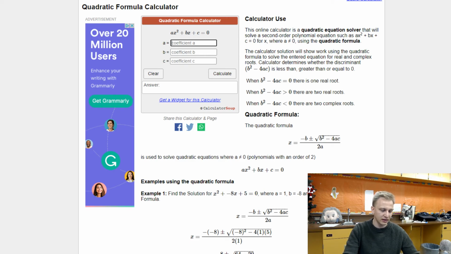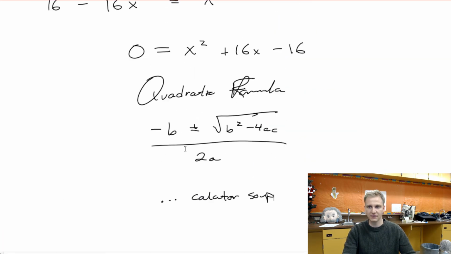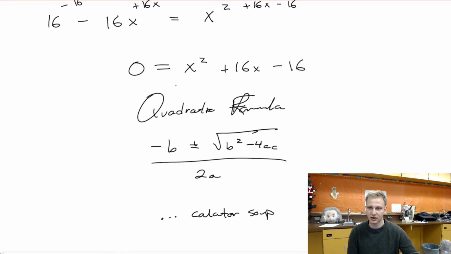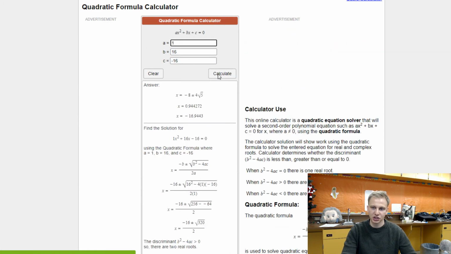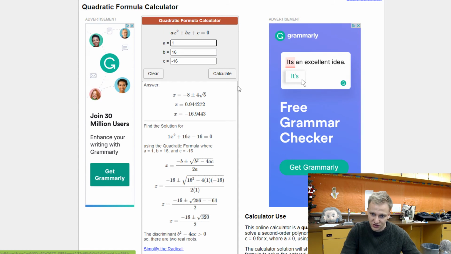What that allows us to do is plug in a variety of coefficients based on what we have. We have a couple different terms. We have our a, which goes in front of this. We have our b, which is the 16, and we have the c, which is the negative 16. So in Calculator Soup you can plug in a coefficient of 1, a coefficient of 16, and a coefficient of negative 16. And you can see that I've tried this question already. Then you can hit calculate, and it'll churn out two potential answers for you.